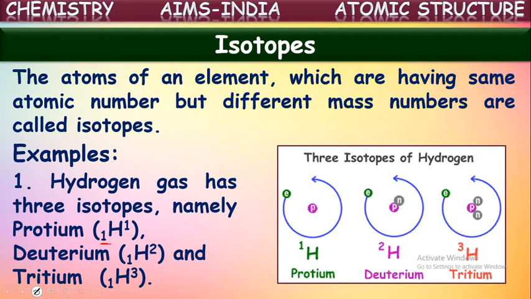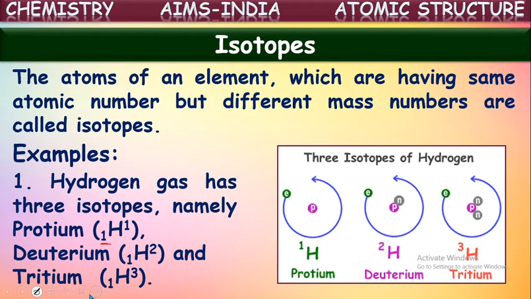So for all of these, if you observe, the number of protons is the same. That means the atomic number is the same. But the number of neutrons varies, hence they have different mass numbers. So such atoms of an element which have the same atomic number but different mass numbers are called isotopes. So protium, deuterium, tritium are called isotopes of hydrogen. Where are they differing? In the number of neutrons in the nucleus.